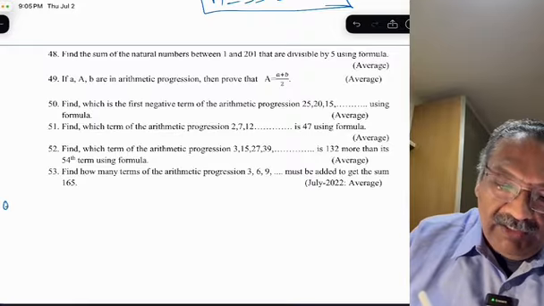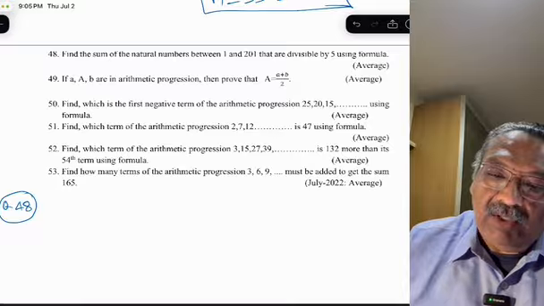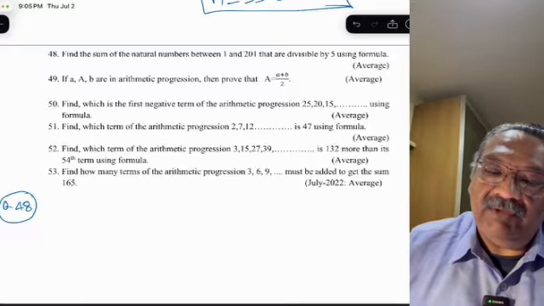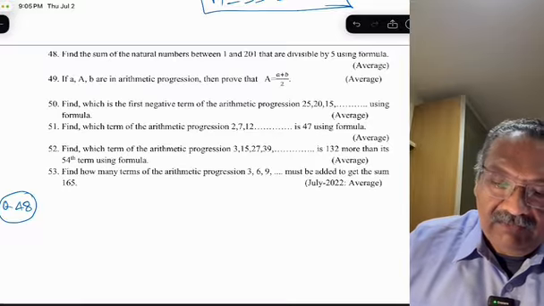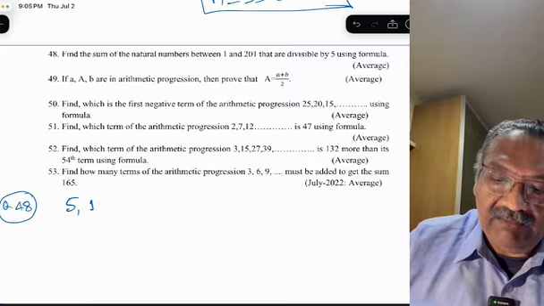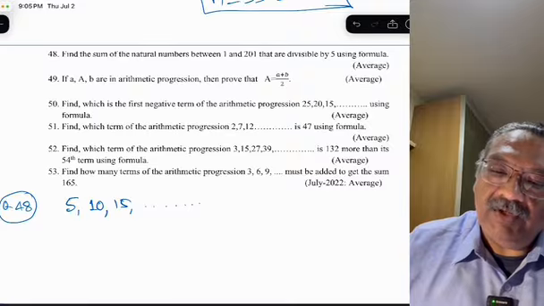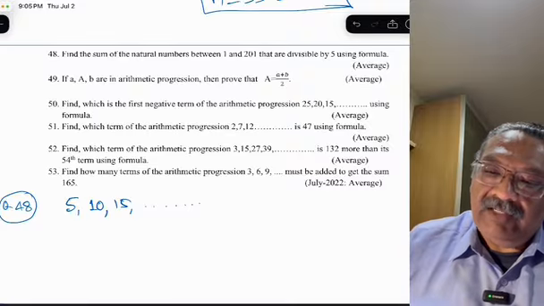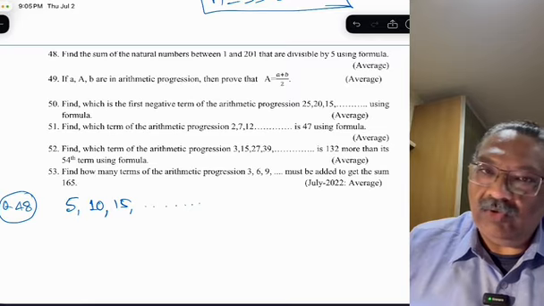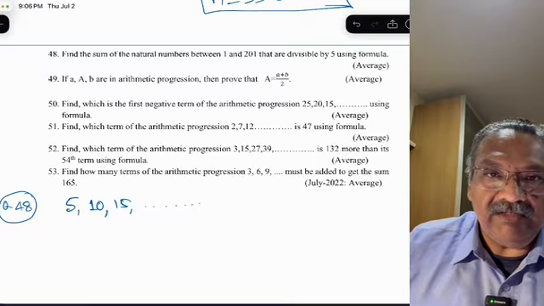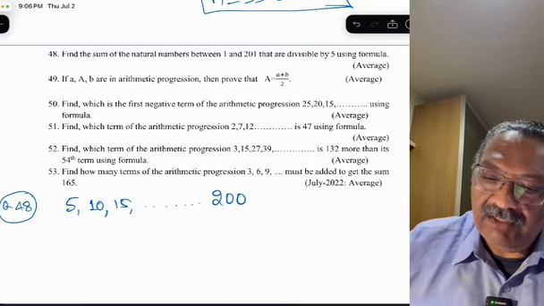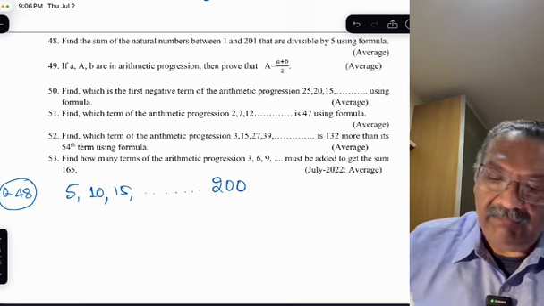So what are all the numbers? Let us write the numbers. After 1, which is the first number divisible by 5? The first number is 5, second number is 10, third number is 15, and so on up to the last number. Is 201 divisible by 5? No. So the previous number is 200. Is it divisible? Yes. So the last number becomes 200. You have got this AP.